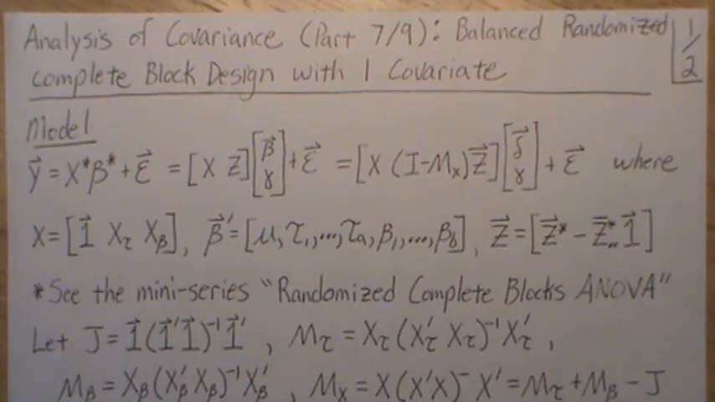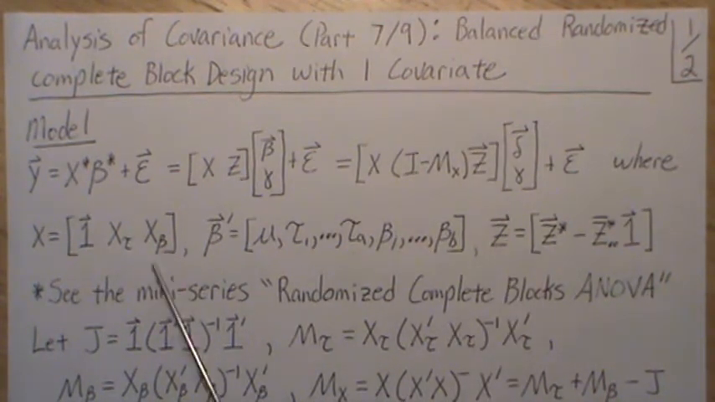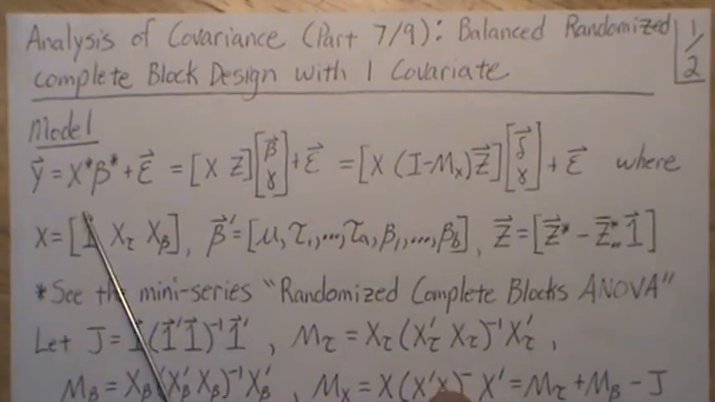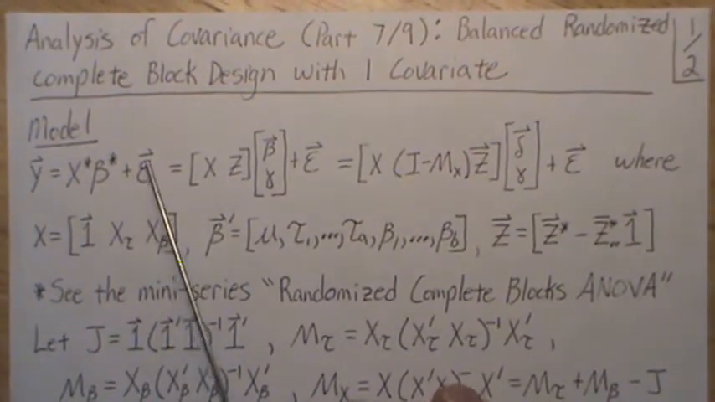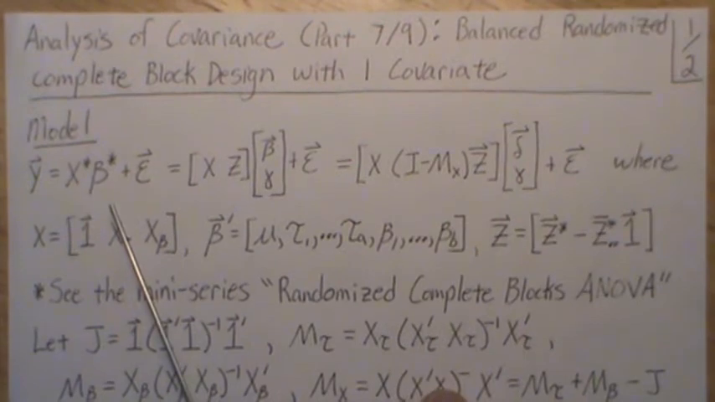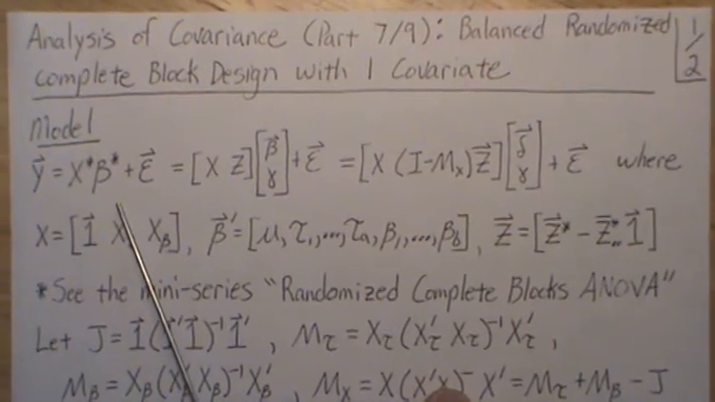And here we're going to generically develop the least squares estimates for a balanced, randomized, complete block design with one covariate. Now, in the next 2 videos, we're going to do our illustrations of a couple different types of analysis of covariances. But in this design, we're going to stick with this. So as a reminder, the model is y = X*beta* + epsilon. So it does fit into the general linear models arena.